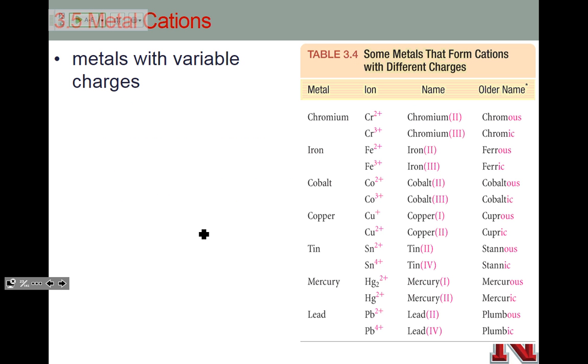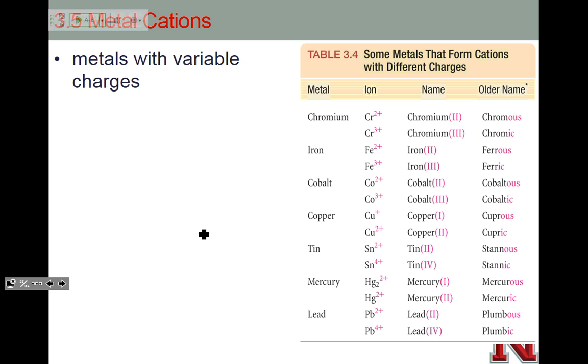But our metals that have variable charges, we need to specify. So if you notice, chromium has a 2+ or a 3+, we need to specify that with our parentheses. Tin has a 2+ or a 4+, we need to specify that with our parentheses. Mercury can have Hg2 2+ or Hg 2+. And we represent that actually by mercury(I) and mercury(II).